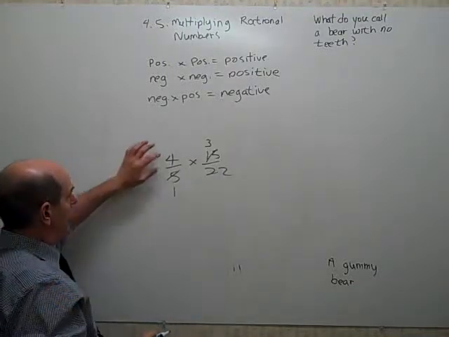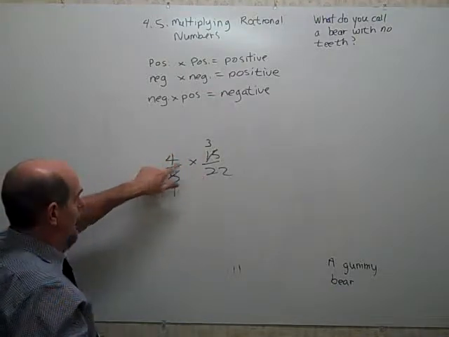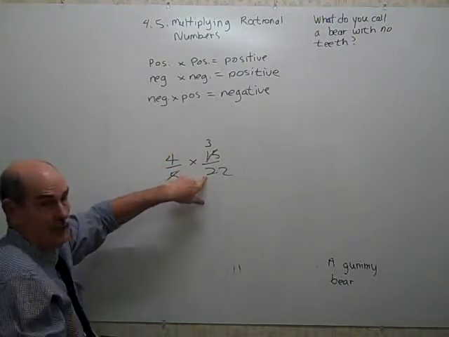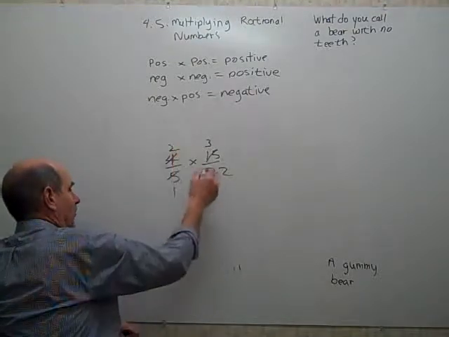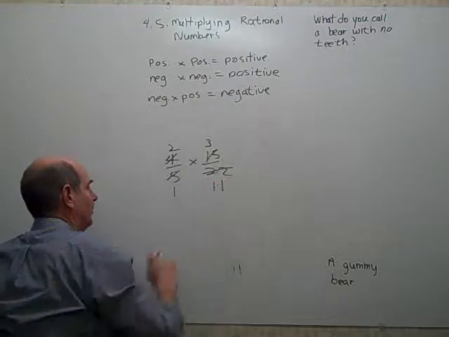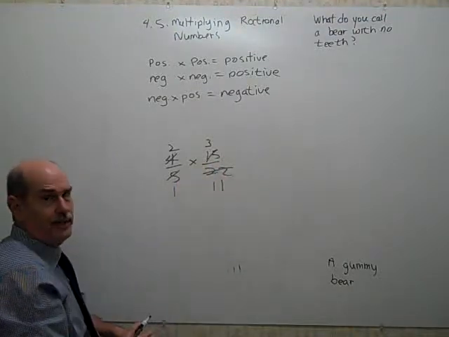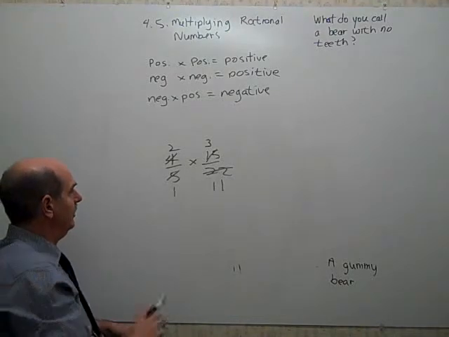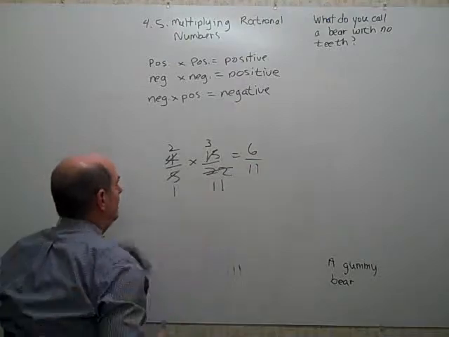What goes into, you could compare 3 and 22, but they have no common factors. But 4 and 22 have a common factor, which is a 2. 2 goes into 4 2 times, and 2 goes into 22 11 times. And we get to the 6 11ths a little bit easier this way. So it would be 2 times 3 is 6, 1 times 11 is 11.